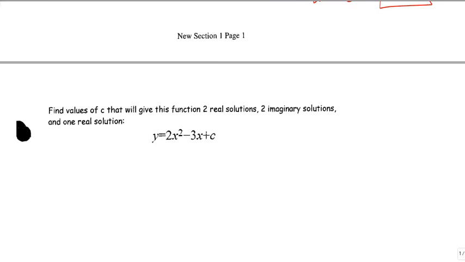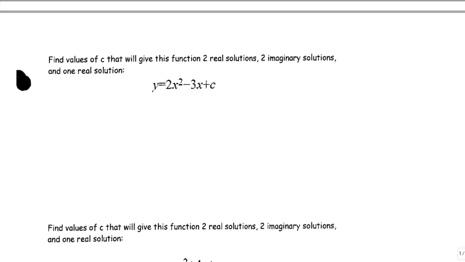Alright, so for this one it just says find the values of c that'll give it 2 real, 2 imaginary, and 1 real. And so let's start with the 1 real, because for the 1 real, remember we're using b squared minus 4ac. If this is equal to 0, we get the 1 real. So that'll tell us the value you should start with. Always pick the 0, because then from 0 we can figure out how it goes positive and how it goes negative.